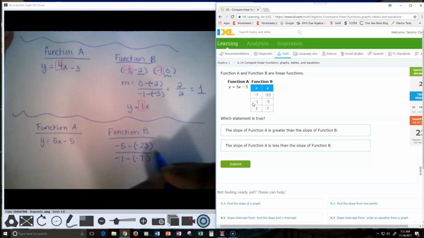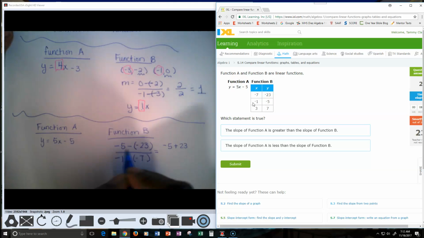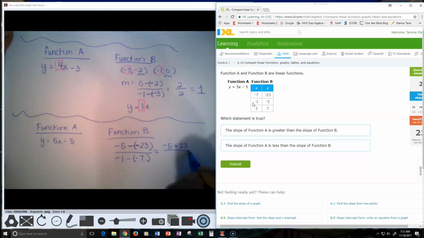Well, this turns into negative 5 plus 23, because a negative minus a negative is a positive. Remember, double negatives in English means positive. Minus negative 7, that means plus 7, so negative 1 plus 7 here in the denominator. Well, 23 minus 5 is 18. My larger number is positive, so my answer is positive here. 7 minus 1 is 6, and my larger number is positive, so my answer will be positive. So my slope is 3.